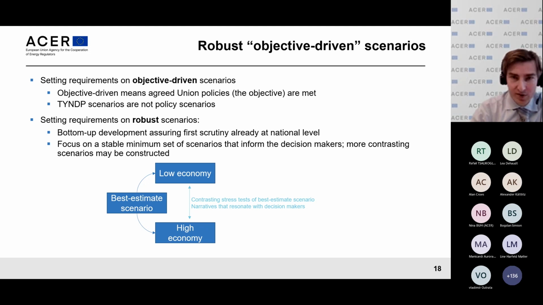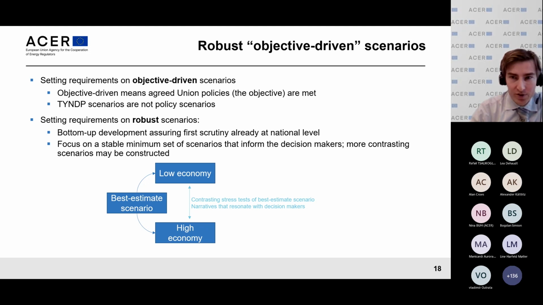So to achieve this robustness, we focused on bottom-up development. That means that NECPs, the National Energy and Climate Plans, could be a very interesting starting point because those plans are developed at national level. They include the scrutiny at the national level, and that is true for most bottom-up data and assumptions. So we think that is a good principle to follow.